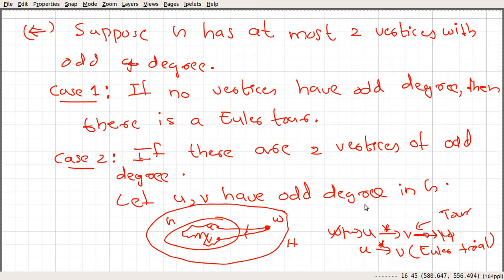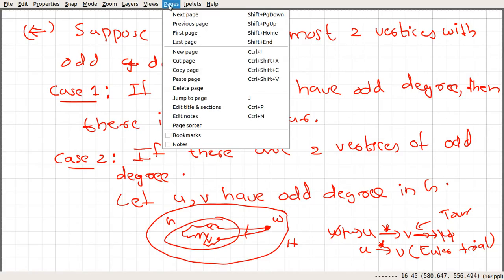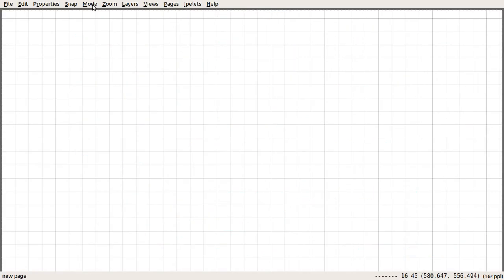So let's write down what I said here. Using the original graph we construct this graph and trace out an Euler tour in that, and from that tour we delete this W and these two edges. After deleting, we have what is called an Euler trail, and that's what we are looking for. So this was our construction.